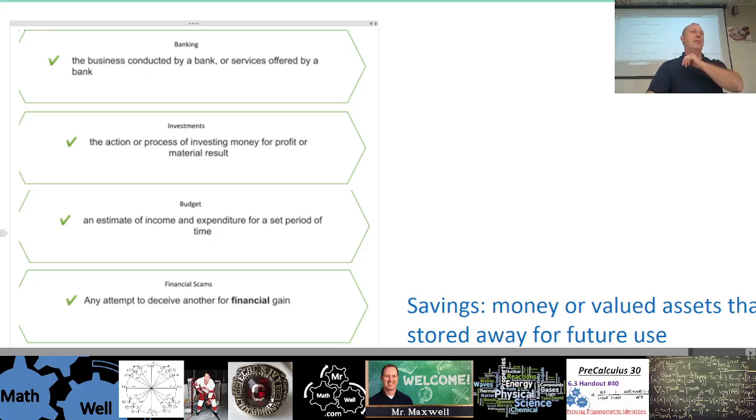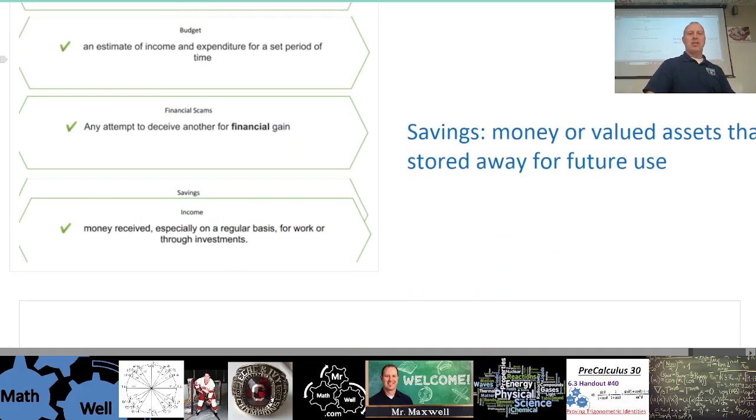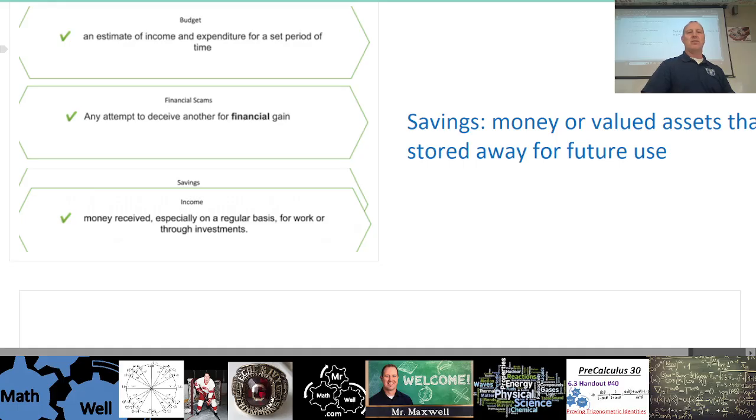We got that, right? We are putting money into something that we expect to grow or to have more money in time. A budget is an estimate of income and expenditure for a set period of time. Very good. It takes account of your income and expenses. Financial scams, any attempt to deceive another for financial gain, and we added that it was fraudulent or trickery. Yeah, that's what happens.